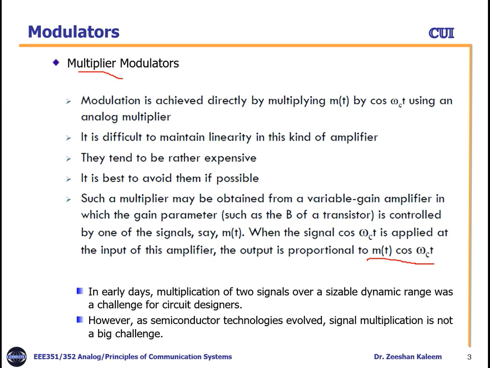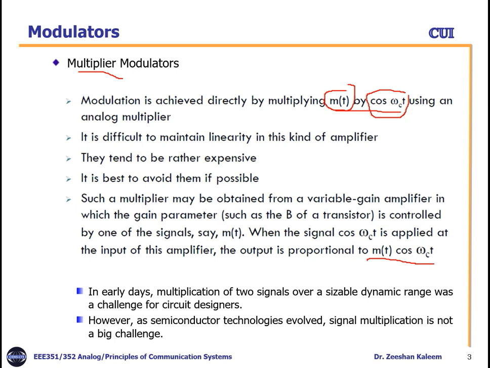So first of all, we have the multiplier modulators. In a multiplier modulator, modulation is achieved directly by multiplying m(t) by cos omega_c t. Here we directly multiply. For example, we have an m(t) signal, the message signal, and we have cos omega_c t as a carrier signal. We just multiply these two signals to get the modulated signal. What is the modulated signal? m(t) cos omega_c t.